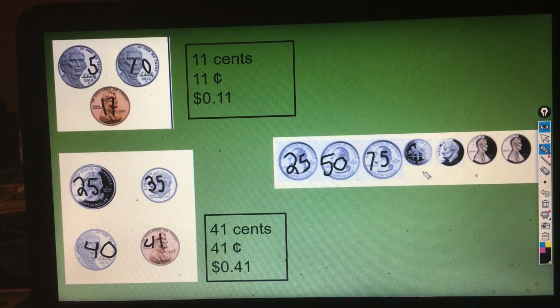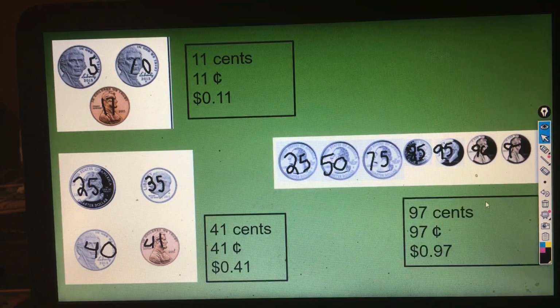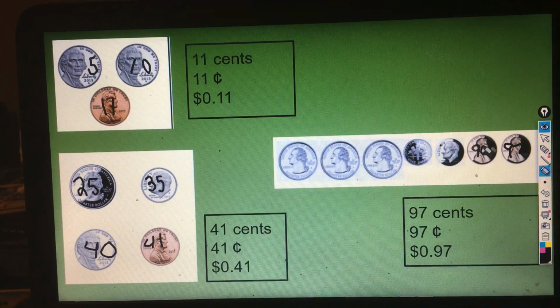So now we have a dime. It says dime right there. So a dime is worth 10. So when we go from 75 plus 10, we're going to now have 85. And we got another dime, we're going to go 85 plus 10, which means we have 95. And now we have 2 pennies. So 95, and then we're going to add 1 to make 96. And we're going to add another 1 to make 97, giving us 97 cents in the 3 ways that we can write cents.